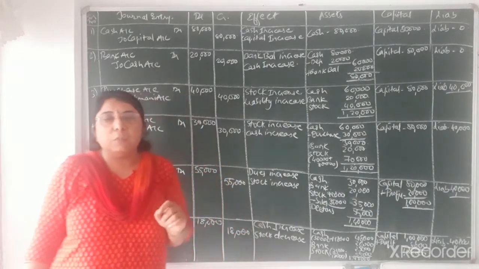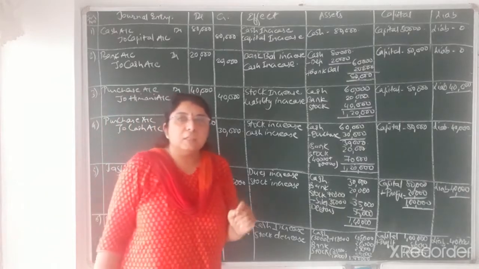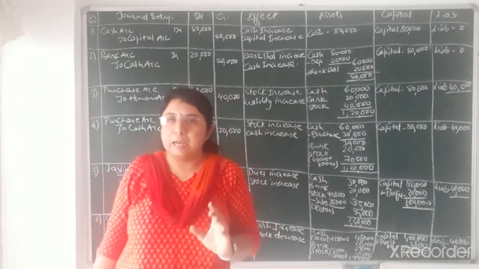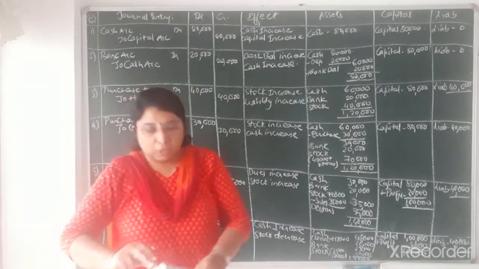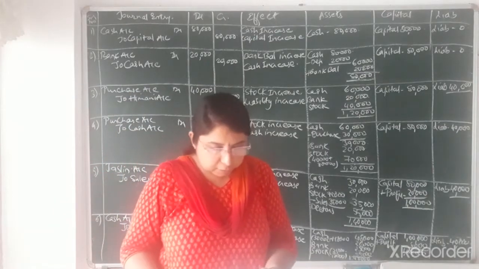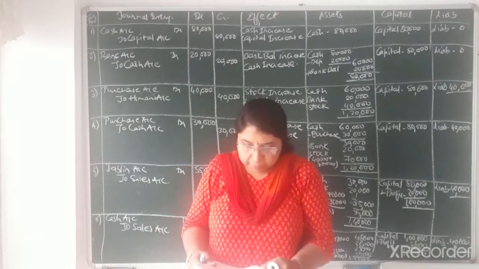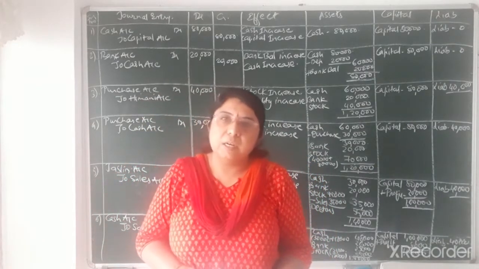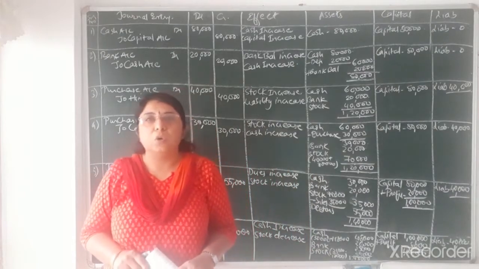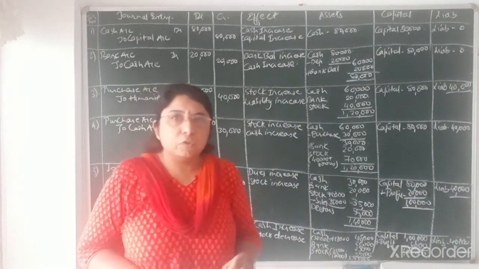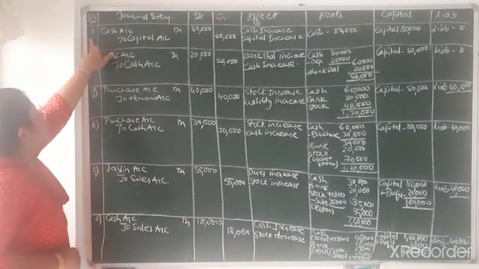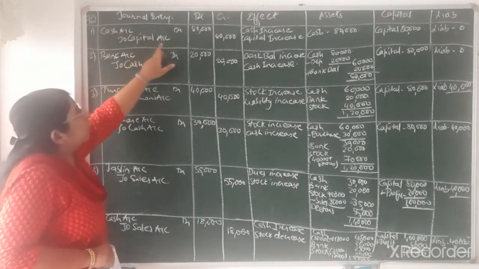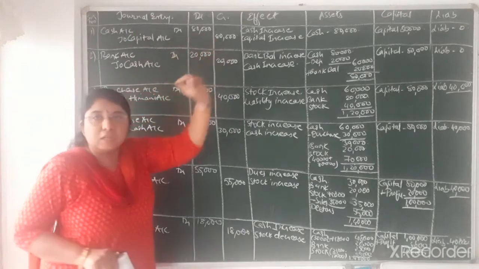So at the end of the sum you have to verify that the total of assets should be equal to the total of capital and liabilities. Starting with the first transaction: commenced business with capital of rupees 80,000. It means business has been started and the owner is bringing capital worth rupees 80,000. So first of all the journal entry: cash account debit to capital account credit, by rupees 80,000.